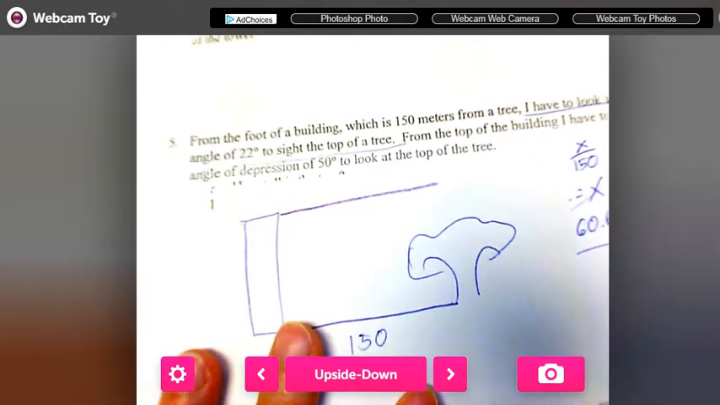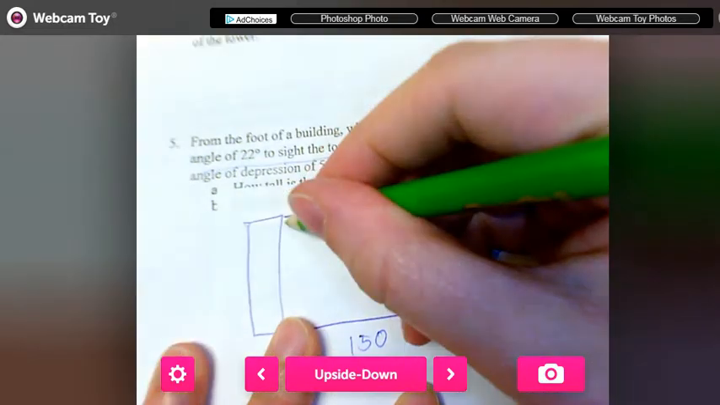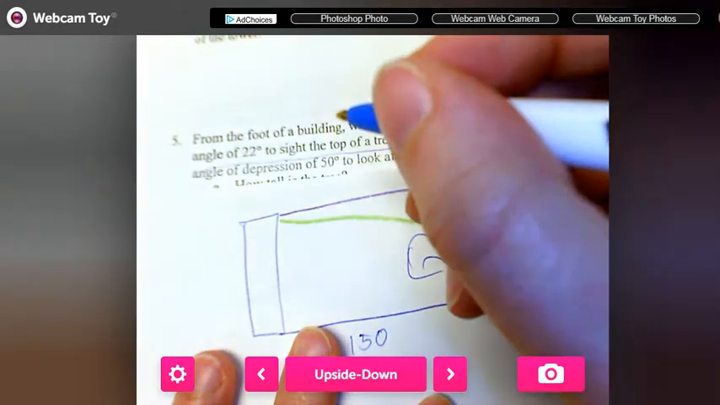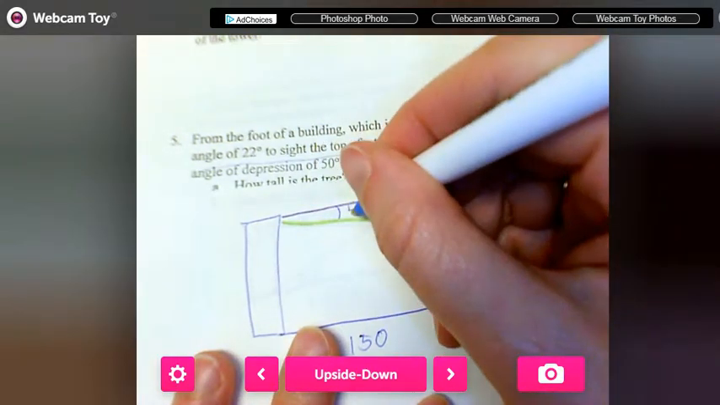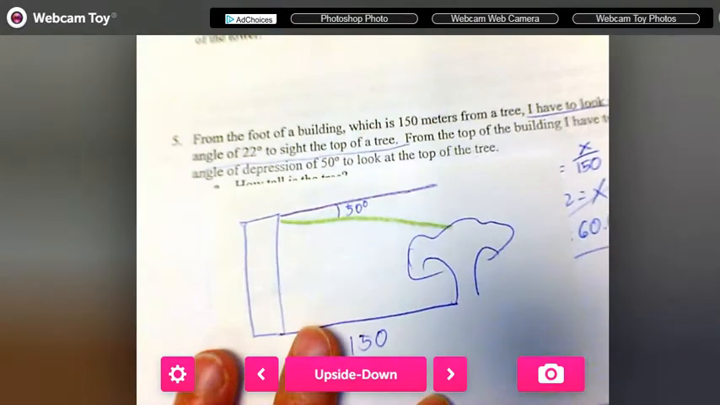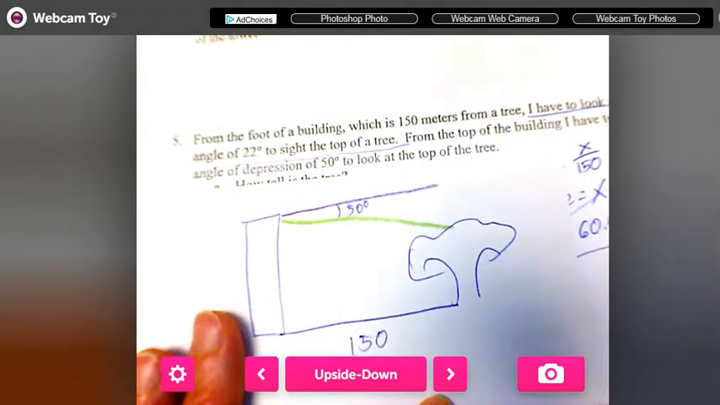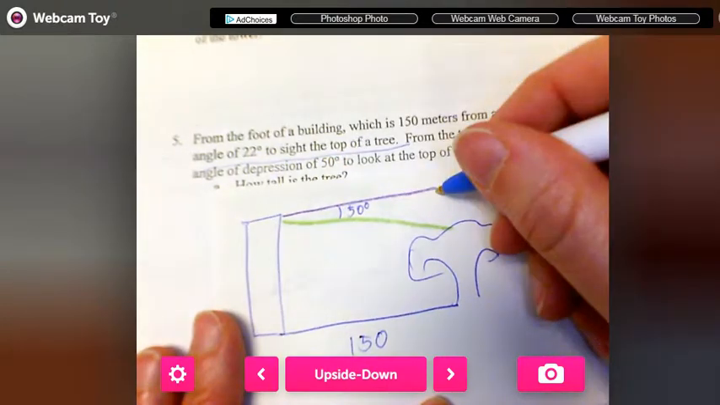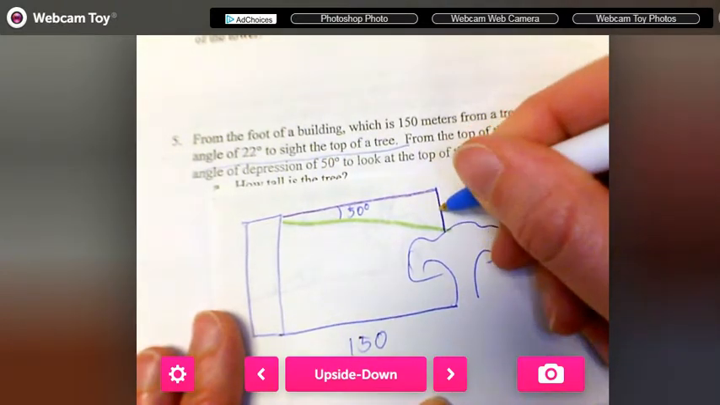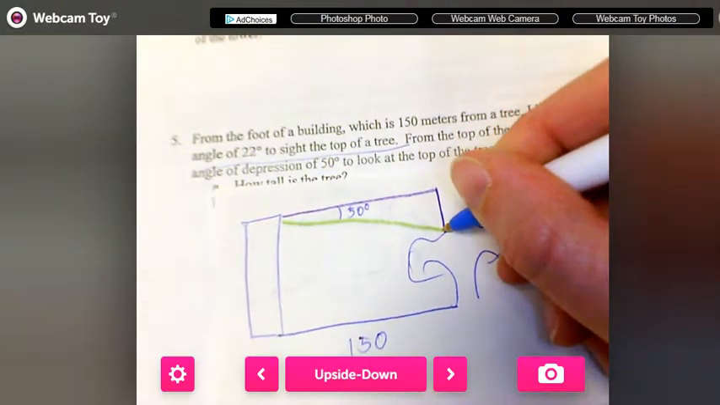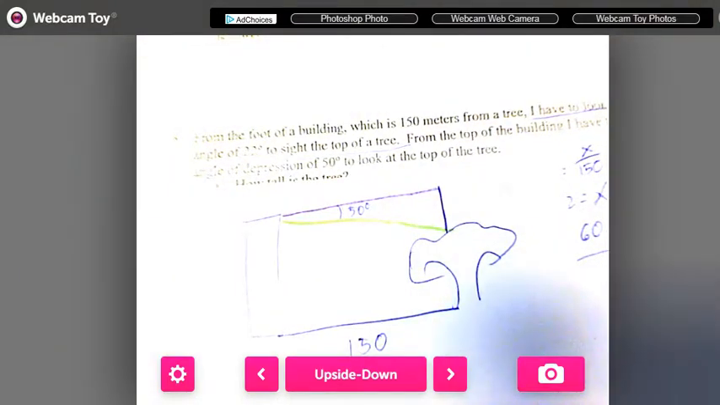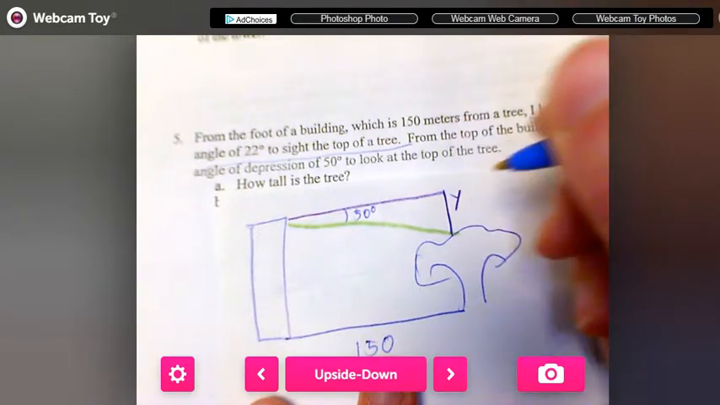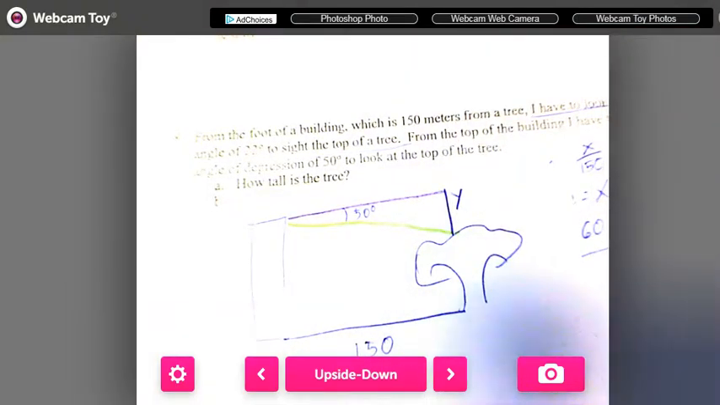So that's where this line is coming from. I'm looking down at it. So that's 50 degrees right here. Okay? But how does this help me with this building? Well, see this distance right here that I just drew in blue? The building's that much taller than the tree. So if I could figure out what y is, what would I do to it to figure out the entire building?